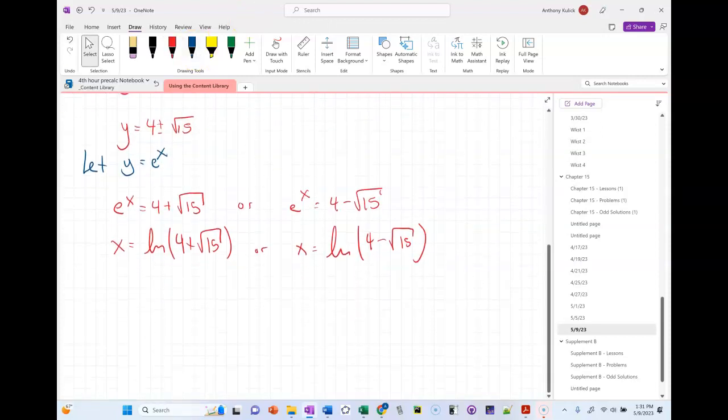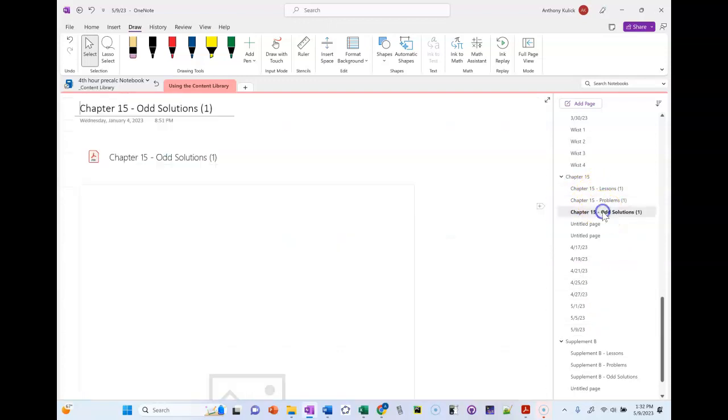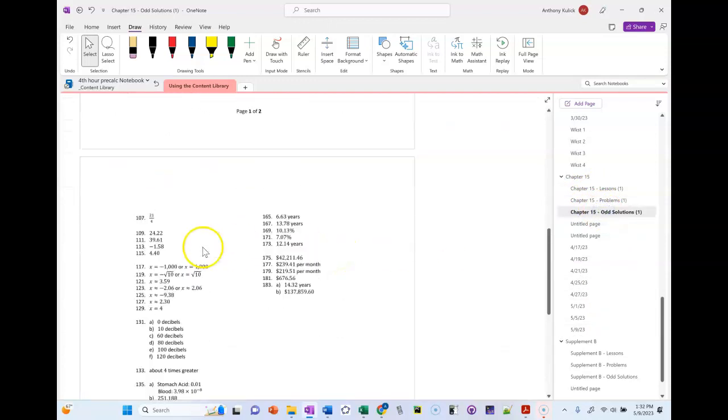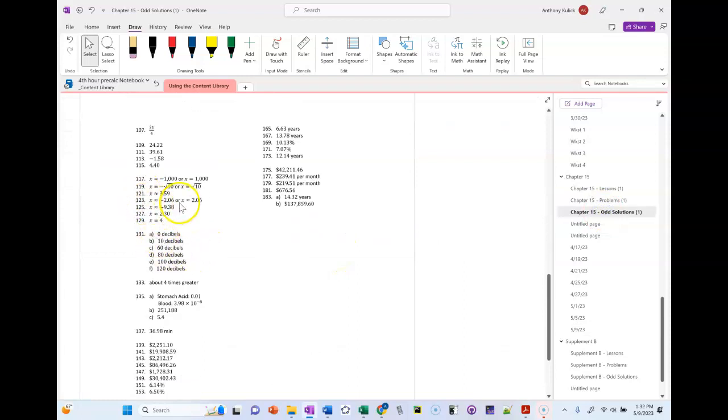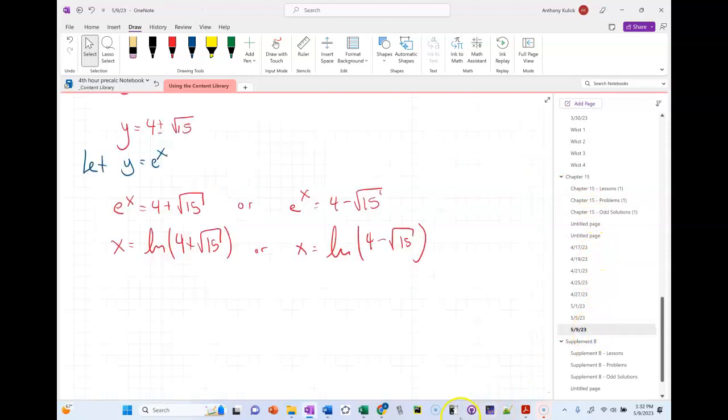And 4 plus the square root of 15 is positive, so that answer should be okay. And then 4 minus the square root of 15 is still also a positive number, so that answer should be okay. So those answers are correct. I don't remember in the end, I guess we could look at the odds. I don't remember if they made them a decimal, if they just left them as a radical. Probably made them decimals, huh? Yep. Okay, well, let's do that then.